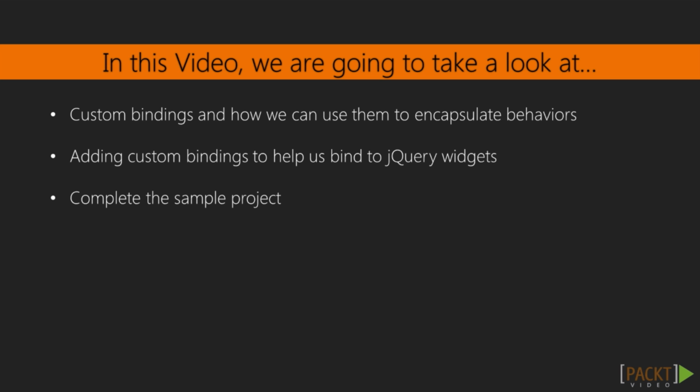We're going to demonstrate this by creating a dialog binding that will allow us to bind an observable to a jQuery dialog. With this custom binding and several others I've included in the sample project for this section, we have all the components we need to finish the Knockout Media Sample project.